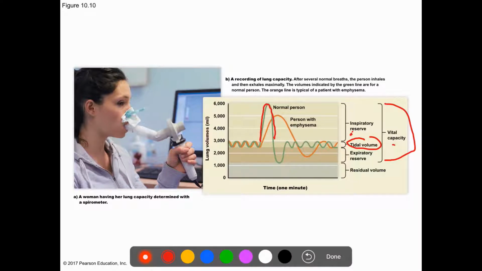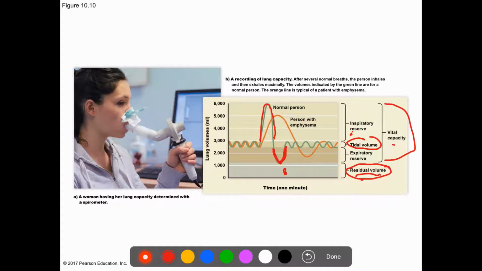The expiratory reserve volume is the amount of air that you can forcibly exhale beyond the tidal volume. And then we have the residual volume. This is the volume of air remaining in your lungs even after forceful maximal expiration. So this is the amount of air that would remain in our lungs no matter what. We cannot take it out of our lungs.